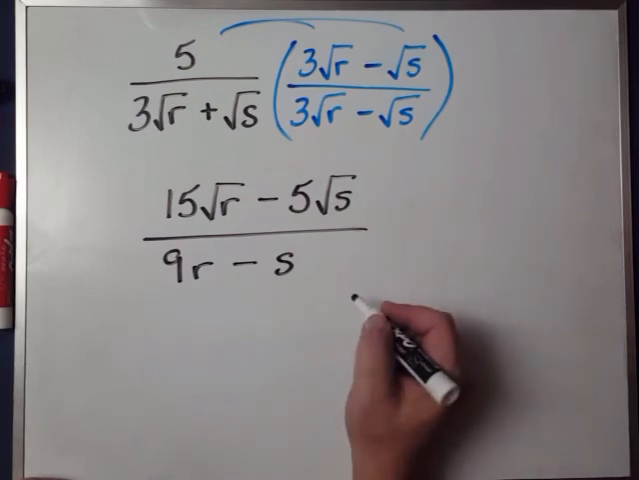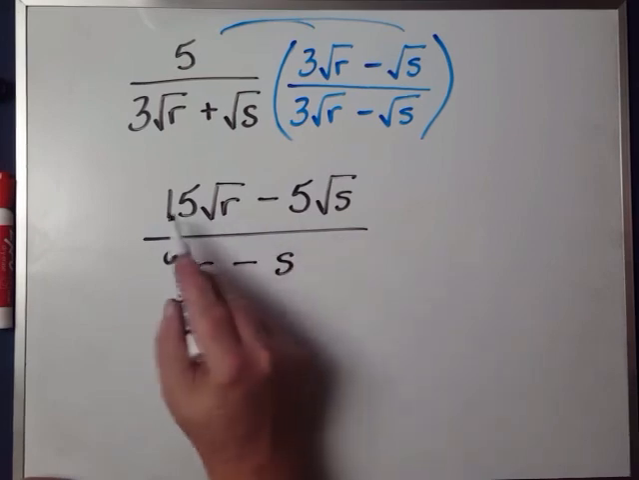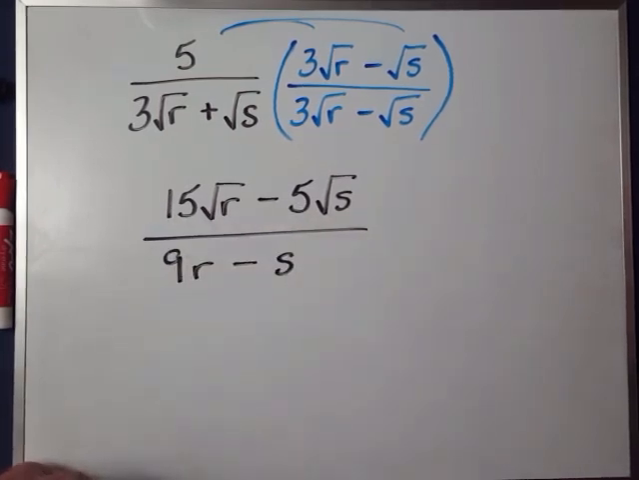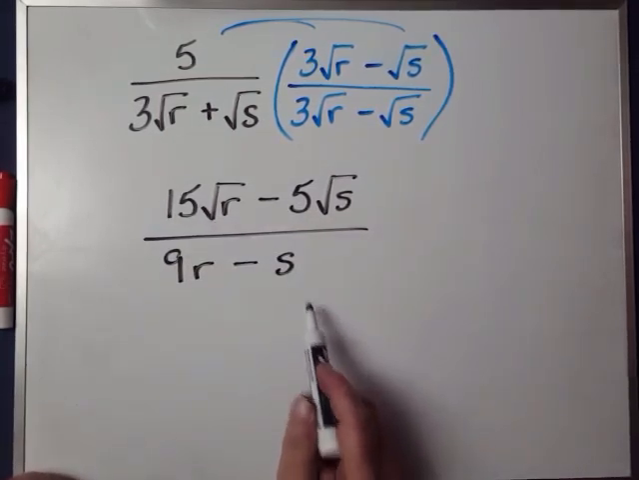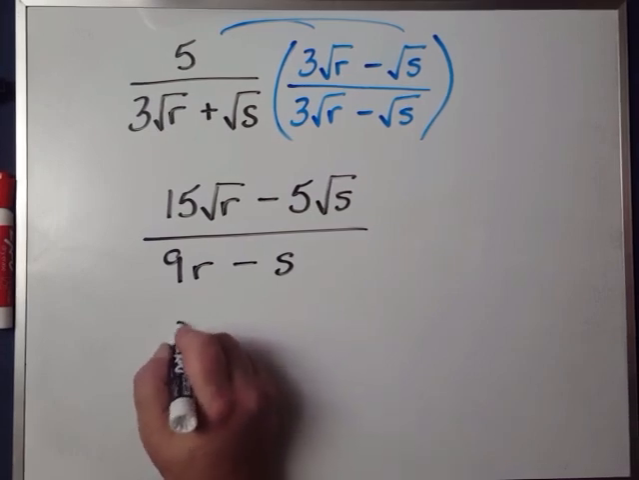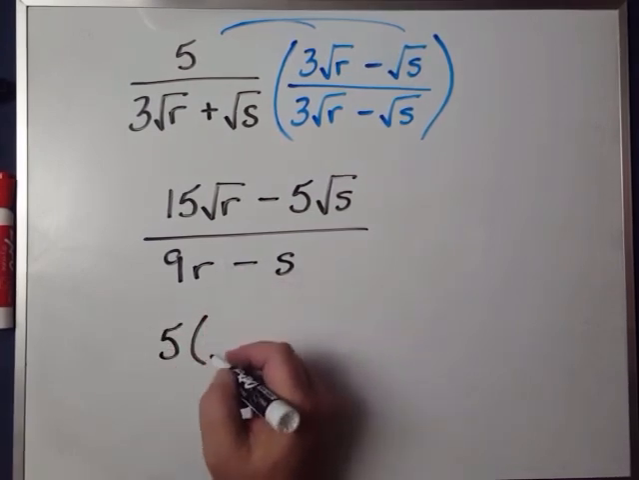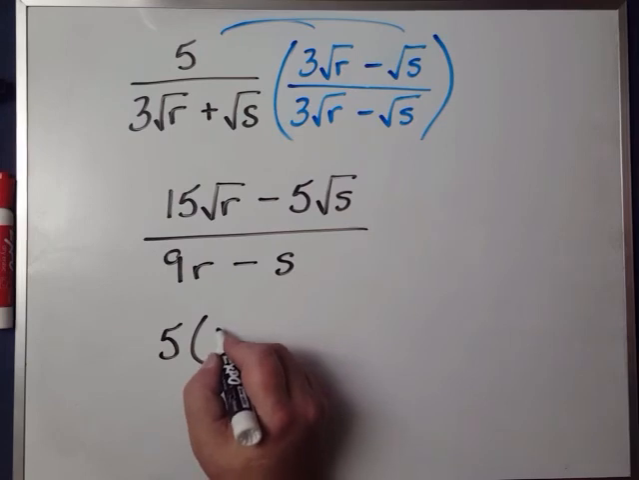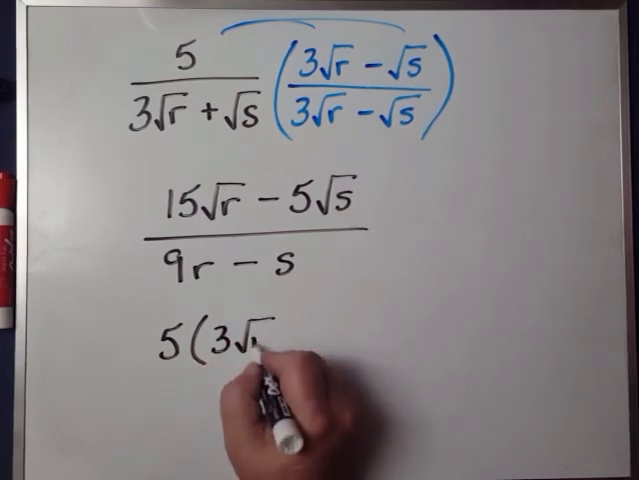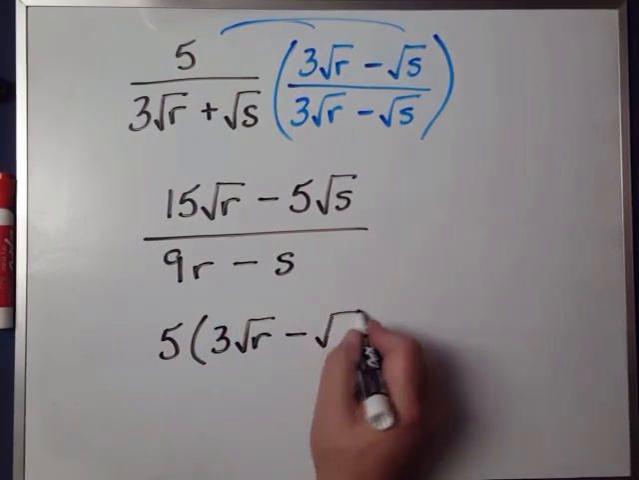Is there anything else I can do here to simplify this further? I suppose you could factor a 5 out of the top. And a lot of times in these problems, your final answer in the back of the book will be shown in factored form, because you're checking for lowest terms.